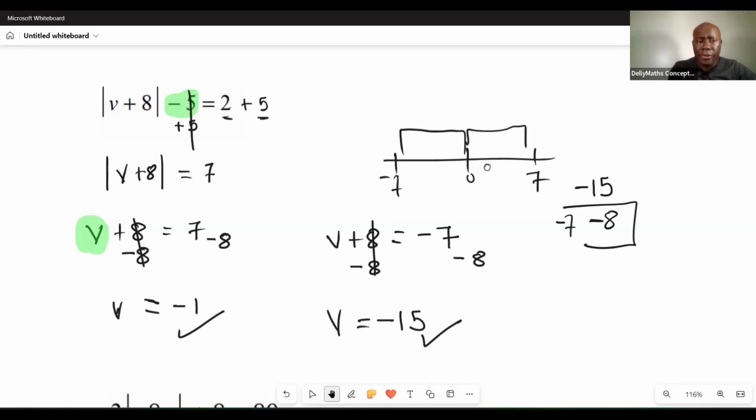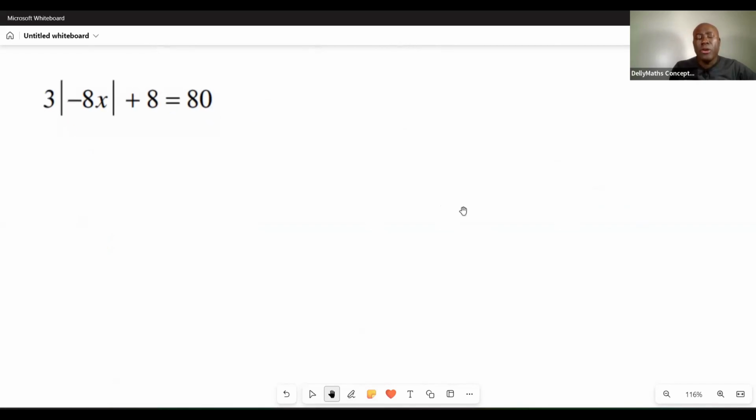Let's take a look at the last idea here. In this last problem, we have 3 times the absolute value of -8x plus 8 is equal to 80. Remember, this is our absolute value, okay? And on that side, we're seeing a number of things happening around our absolute value. But remember, to solve this, we have to make sure that the absolute value is isolated. So first move, I would love to get rid of this +8. You get rid of a +8 by going the opposite. So I'm going to subtract 8 and balance the equation by subtracting 8 from the other side.